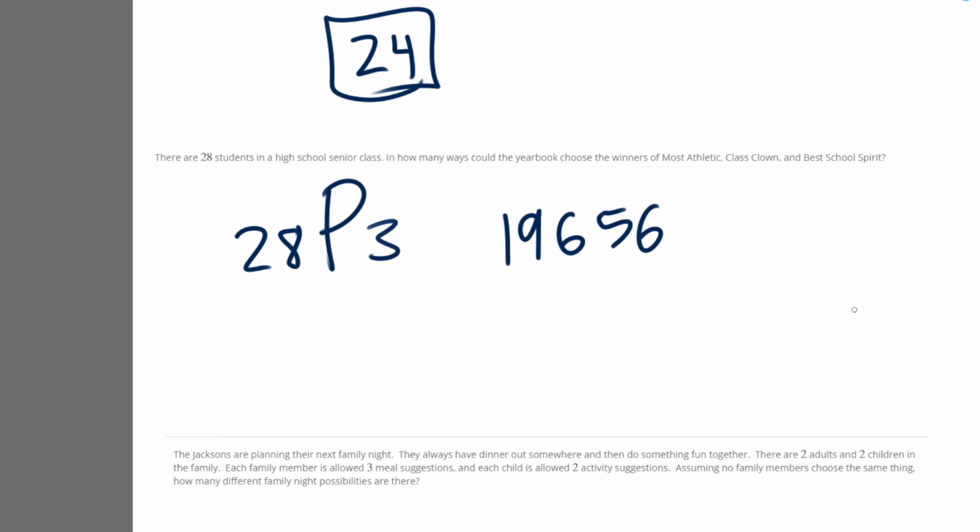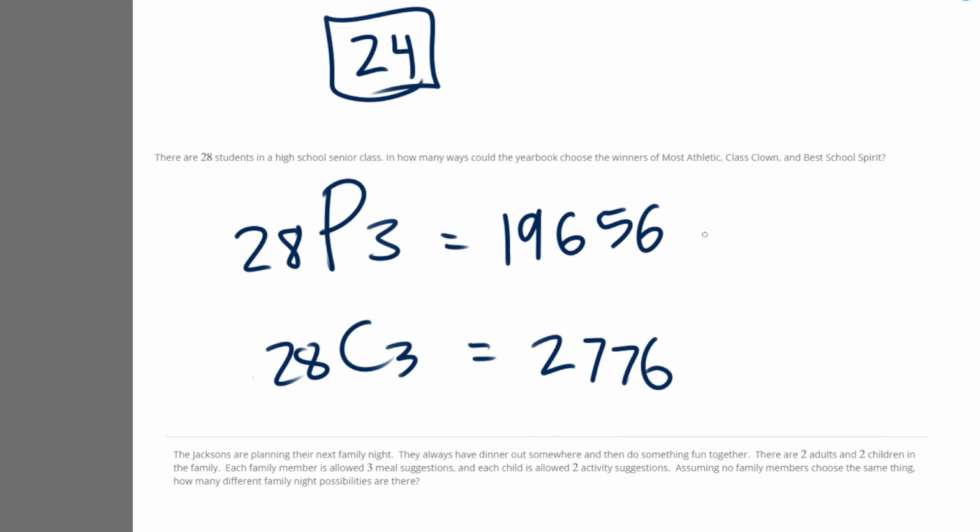Now, if it was asking for combinations, which it's hard to tell with word problems like this, and I'm not even 100% positive that I was right in choosing permutation. It's really up to interpretation. The answer would be 3,276, and that would be 28C3. It's really up to interpretation. However, Hawks doesn't believe that. So if you try one way and it's wrong, just try another way.